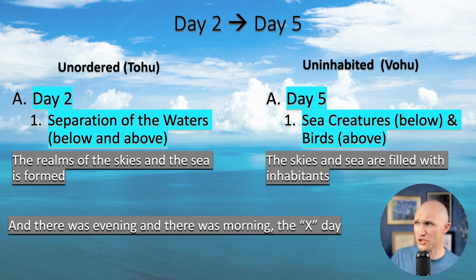And then in days 2 and 5, day 2, you have the separation of the waters, both below and above. So you've got the realm of the skies and the sea being formed. So you've got that chaotic state being brought to order. And then in day 5, both of these realms, the skies and the sea, are filled with their inhabitants. You've got the sea creatures below and you've got the birds above. And you get this phrase, this is true for days 1 and 4 as well. You get it here in days 2 and 5. And there was evening and there was morning, the first day, the second day, third day, fourth day, fifth day, etc.